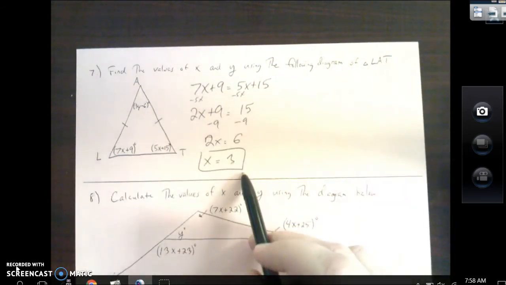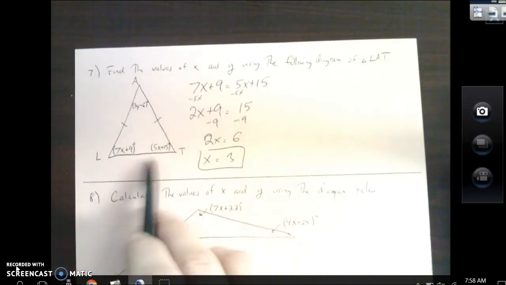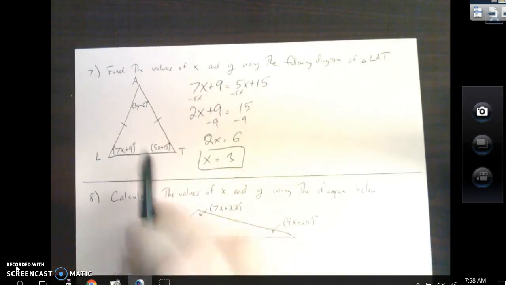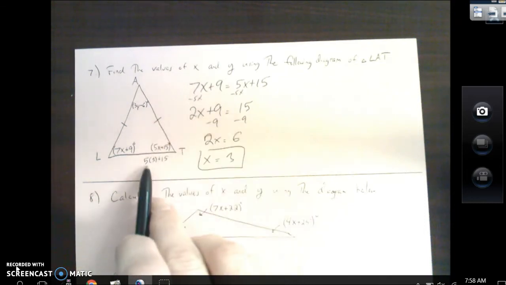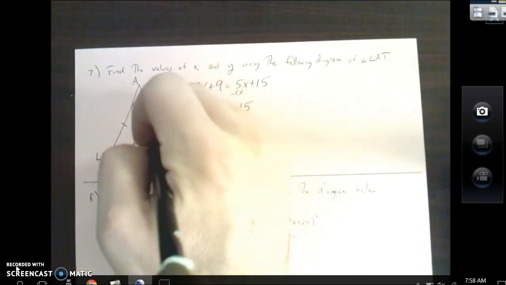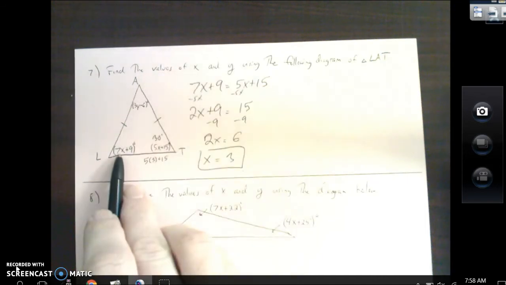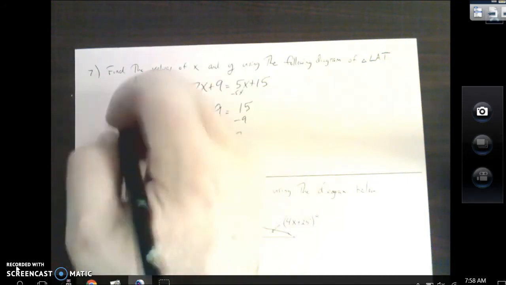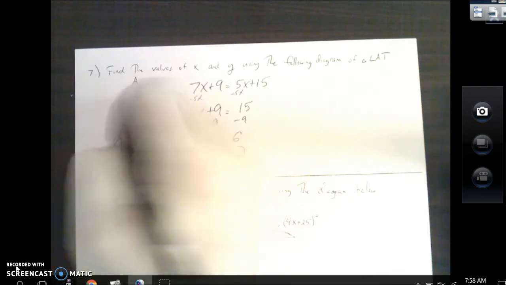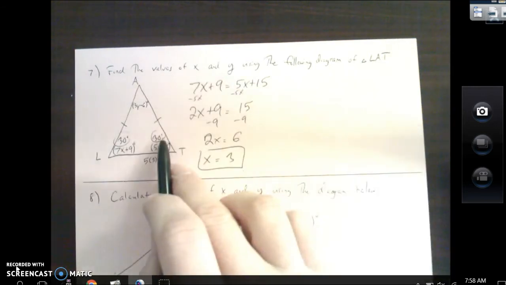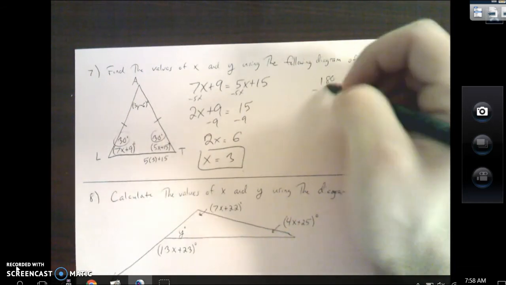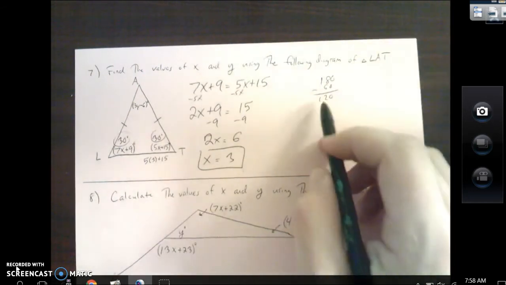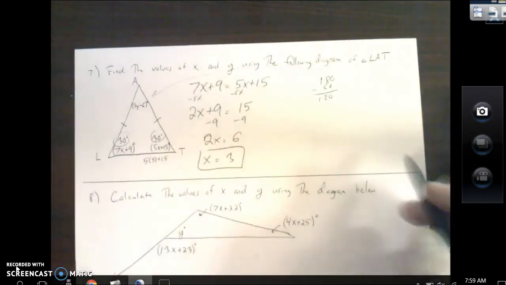Okay. I gotta plug this back in. So down here, 5 times 3 plus 15. So 5 times 3 is 15, plus 15 is 30 degrees. I can do the same over here, but guess what? It's gonna be the same thing. So 30 and 30. Alright. 30 and 30 is 60. 180 minus 60 is 120. So I know that that's what this has to equal.